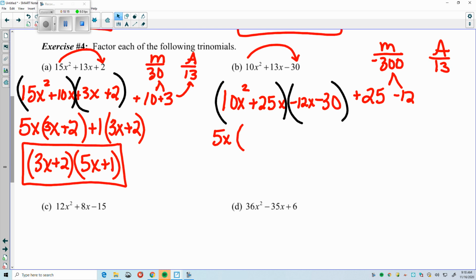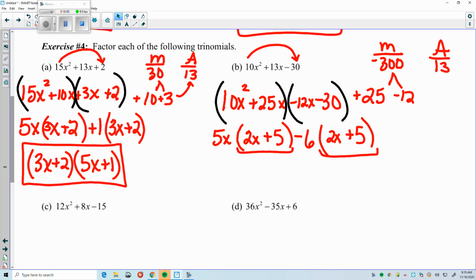So 5x times 2x would give me 10x squared. 5x times 5 would give me 25. Go to our next term. Common in both of these, I see both a negative and I would see a 6 in common. Okay, so negative 6 times 2x would give me negative 12x. Negative 6 times positive 5 would give me 30. And again, we want that repeated factor which we found. So that's good. That means you factored this correctly and completely.